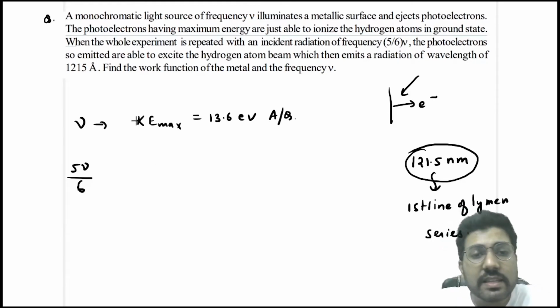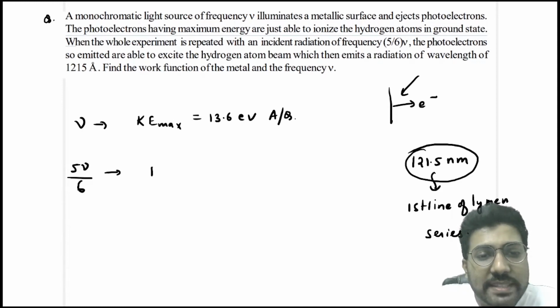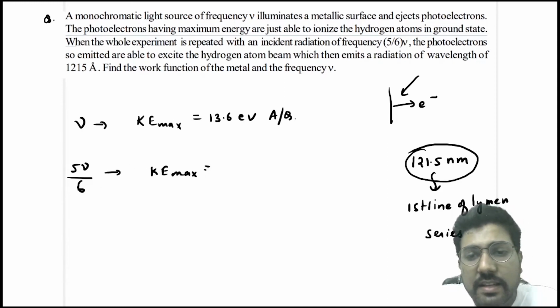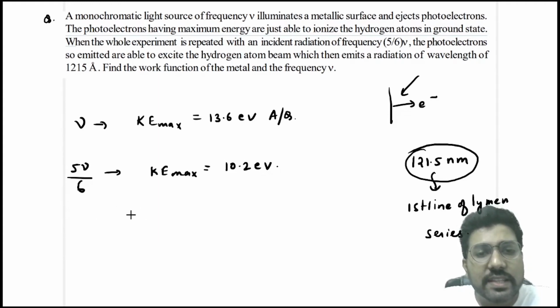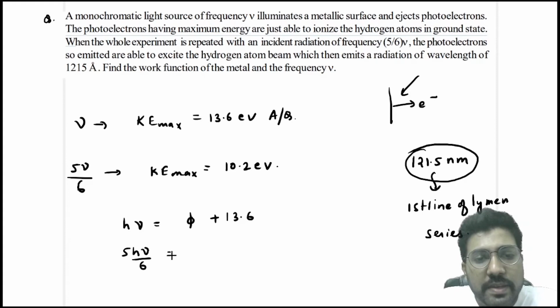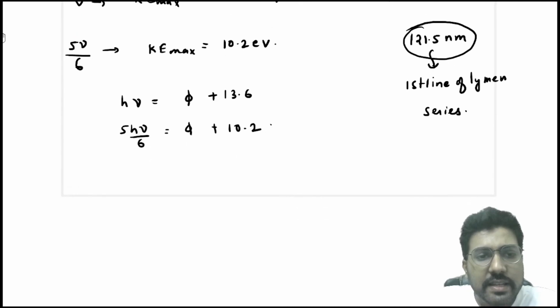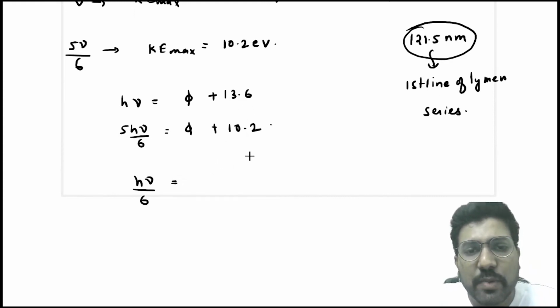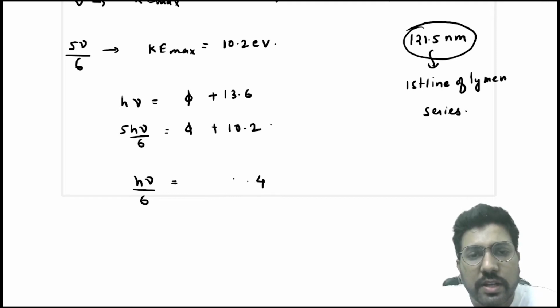So what I will say is, if the frequency is 5 nu by 6, then the Ke max is 10.2 electron volt. Now if you use Einstein's photoelectric effect equation, then I'll write h nu is equal to phi, which will be the same for the metal, plus 13.6, and 5 h nu by 6 will be equal to phi plus 10.2. Now when you take the difference, you will get h nu minus 5 h nu by 6, which is h nu by 6, is equal to 13.6 minus 10.2, and that will be equal to 3.4.